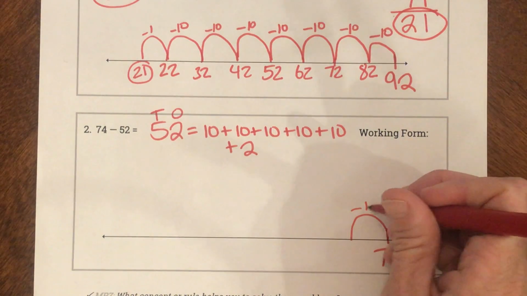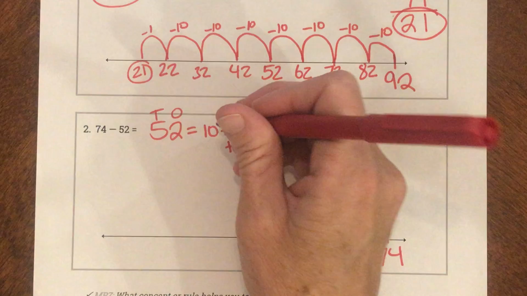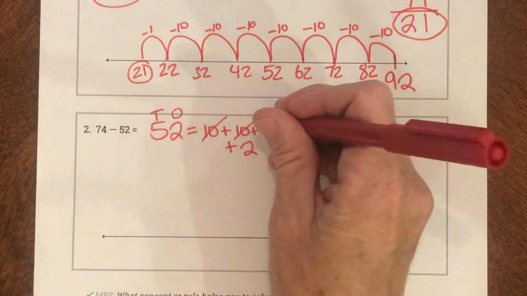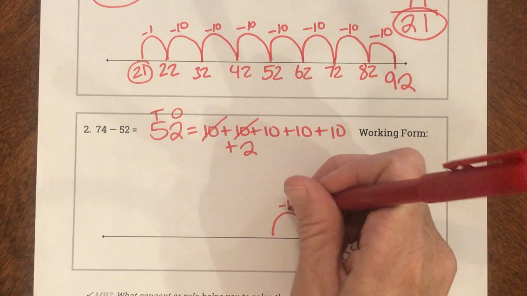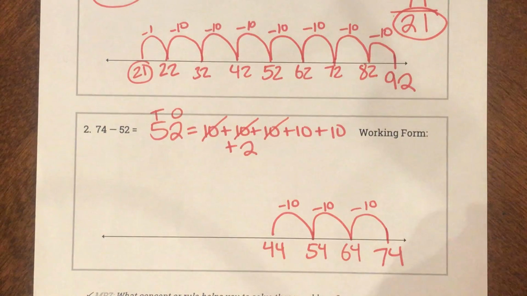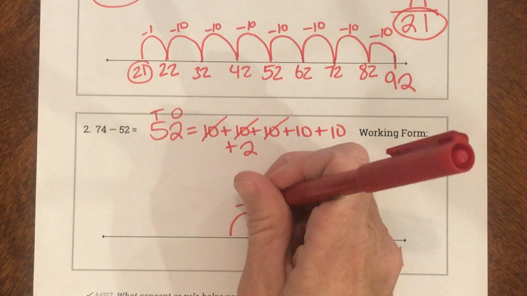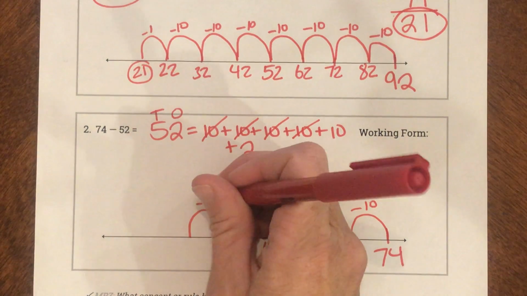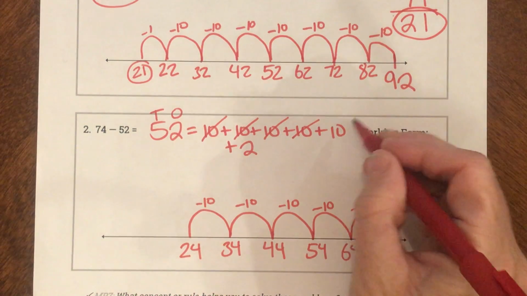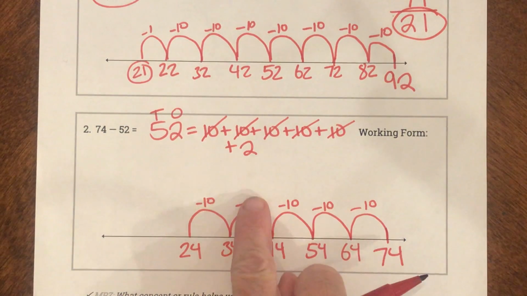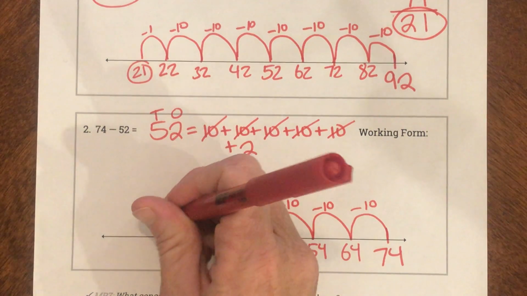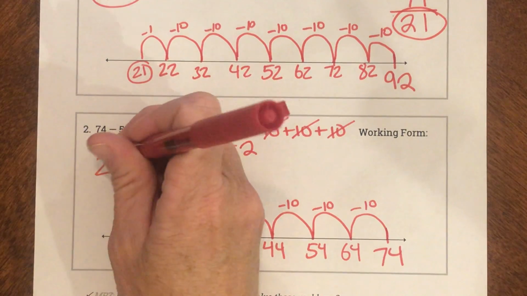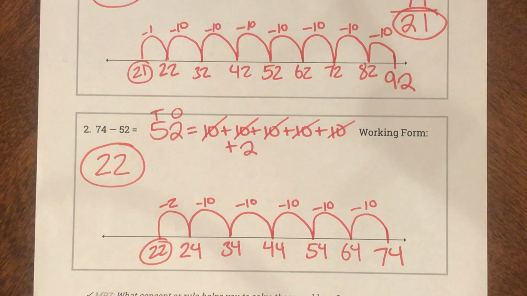So 74 subtract 10 is 64. 64 subtract 10 is 54. 54 subtract 10 is 44. 44 subtract 10 is 34. And 34 subtract 10 is 24. So I should have had 1, 2, 3, 4, 5 tens. And then 24 subtract 2 is 22. So my difference is 22.